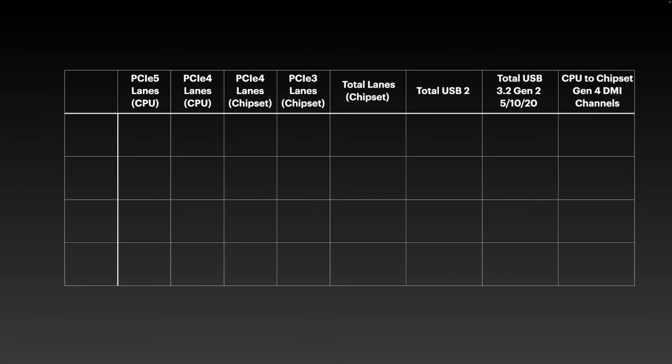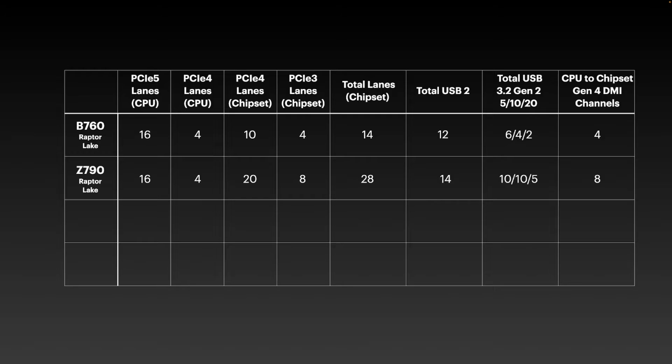Looking at a comparison of the chipsets themselves, firstly, there are very few boards with the H770 chipset. Asus has a couple, but other vendors including MSI have just chosen not to provide one, so this leaves the primary options as the B760 and the Z790. Both chipsets offer 16 lanes of PCIe 5 to the CPU, usually used for a GPU, and a further 4 lanes of PCIe 4, usually for storage.